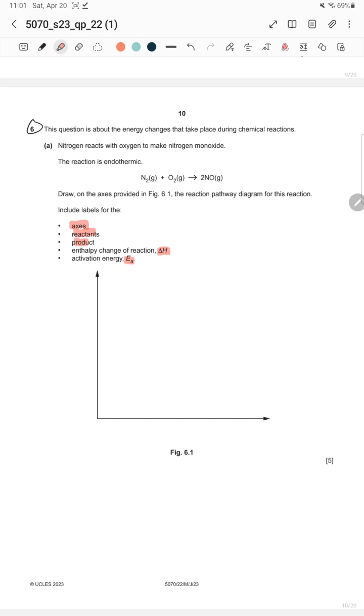So on the y-axis you either write enthalpy or energy. Enthalpy is the more suitable term. H, unit is kilojoule per mole. Here it will be the origin, and along the x-axis you will write reaction pathway or course of reaction.